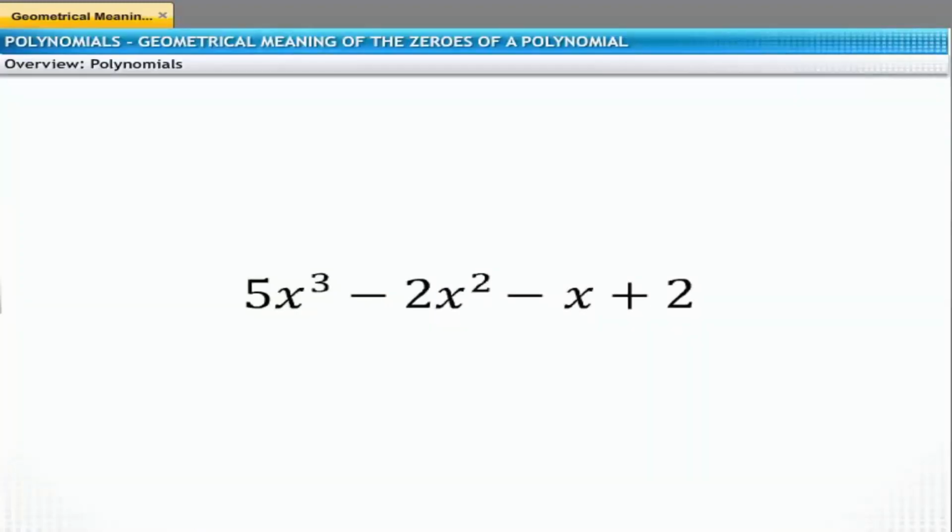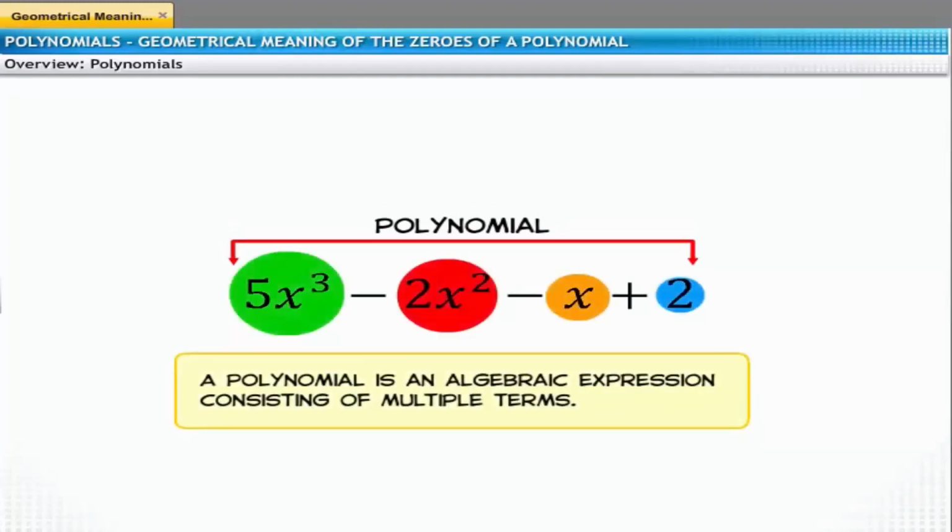Consider the expression 5x cubed minus 2x squared minus x plus 2. This expression is called a polynomial. A polynomial is an algebraic expression consisting of multiple terms. The terms of a polynomial can be variables or variables raised to a power of a whole number, a constant, or the product of these two.